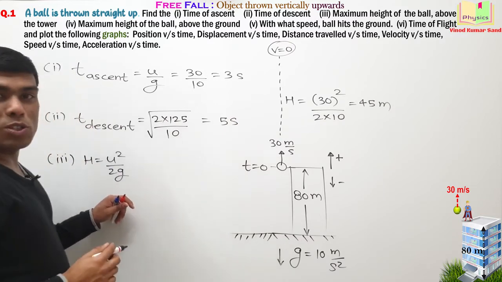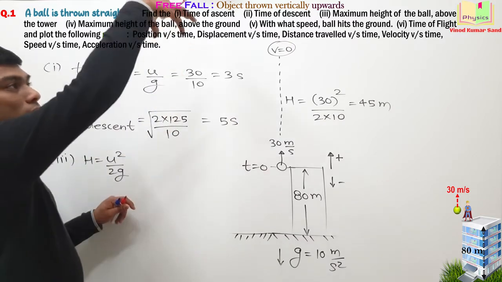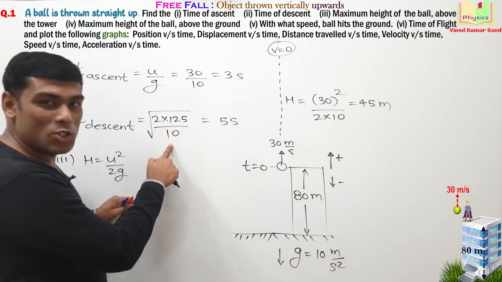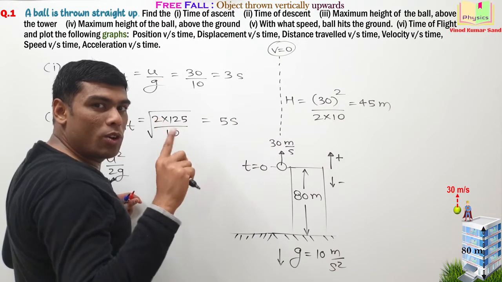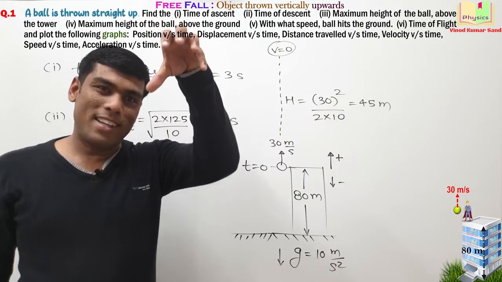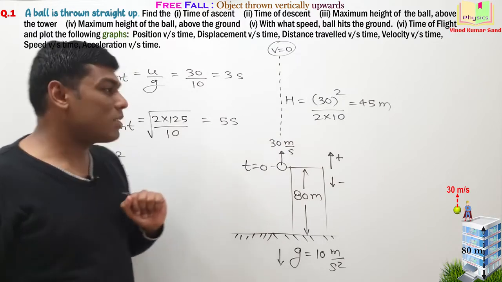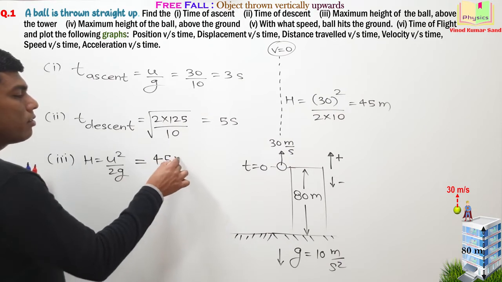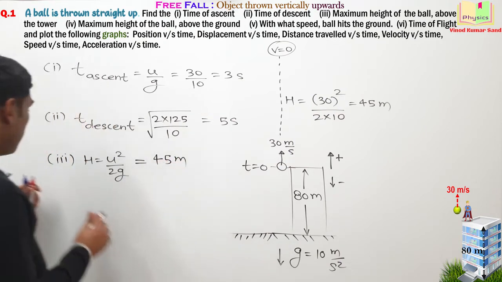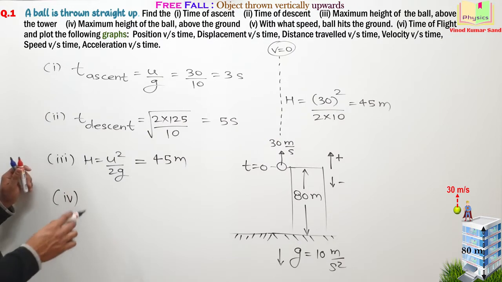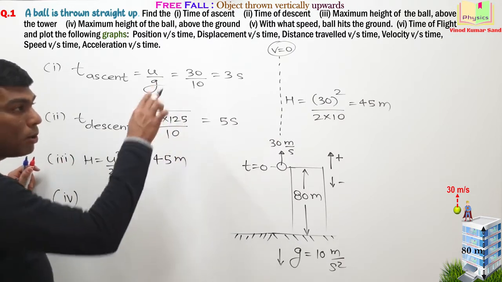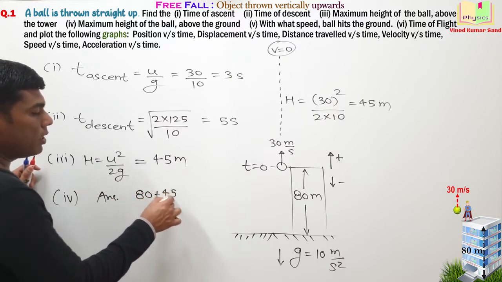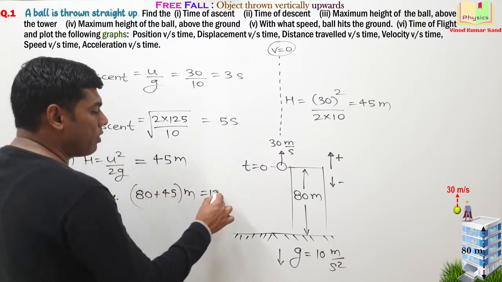You remember which formula I used? If something is released from a particular height, then time is root 2h by g. There is a complete video on the topic when the objects are released. The formula has been derived in that video. So I am utilizing it from there. Third answer, we have already obtained the 45 meter. Now the fourth answer, if someone asks you what is the maximum height of the ball above the ground, that answer is 80 meter plus 45 meter, which is equal to 125 meter.